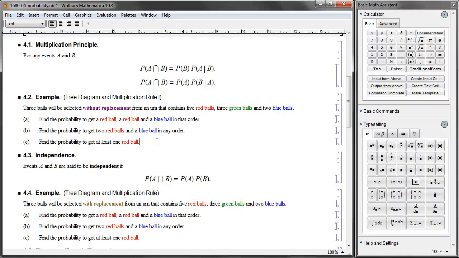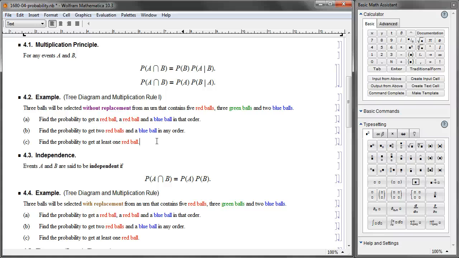Okay, I can find out. 5/10 times 4/9 times 3/8. But the next one is red, red, blue, or red, red, green, or red, blue, green, or, oh my, there are too many. How do I list them all and find out? It's gonna be an enormous task.